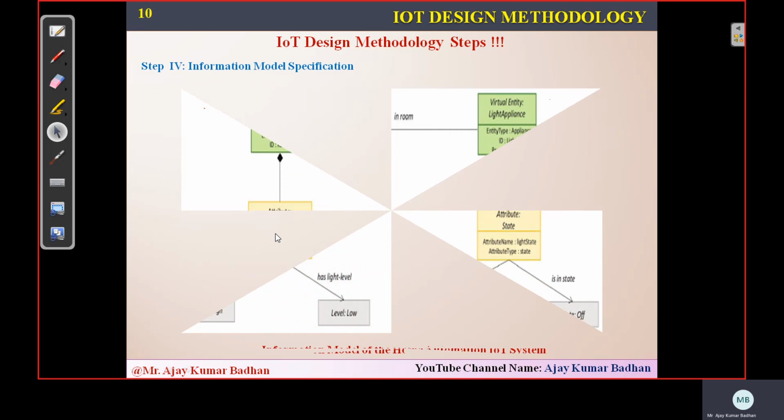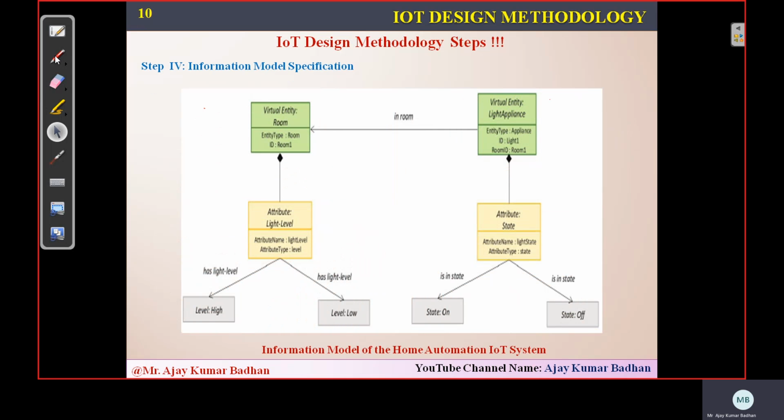Now this is the diagram related to your information model system. Since I told you there are two virtual entities, one is for the room and another is for your light appliances. If you see what type of entity type is room, this is the ID, that is simply a room. Whereas for the entity type light appliance, it is an application. Entity type is room, this is the physical entity. And the entity type light appliance is nothing but the web application which you might be using on your smartphone. That comes under appliances. There is a difference here.